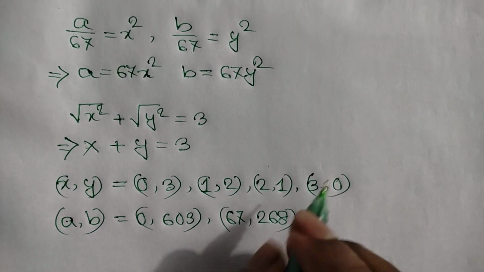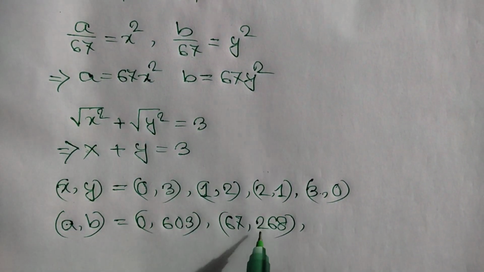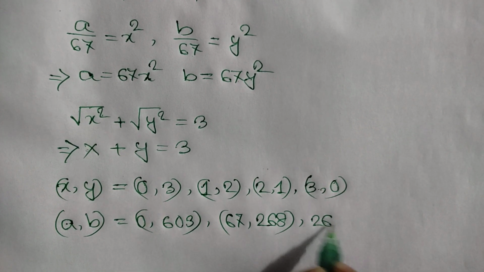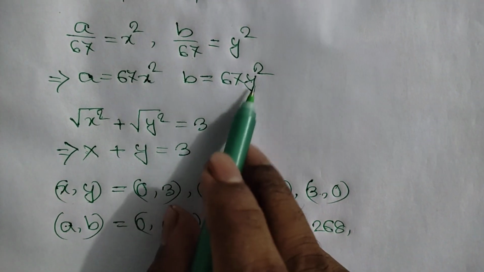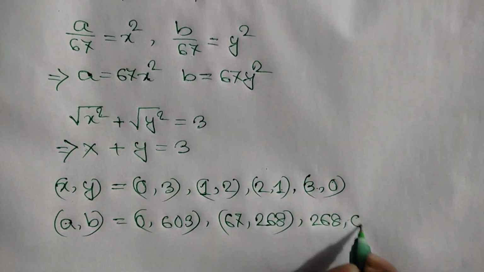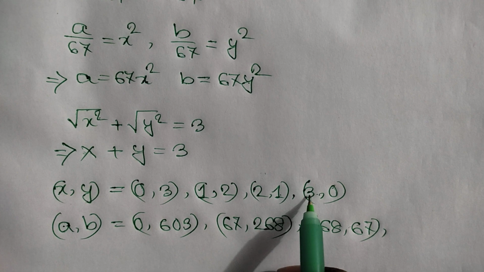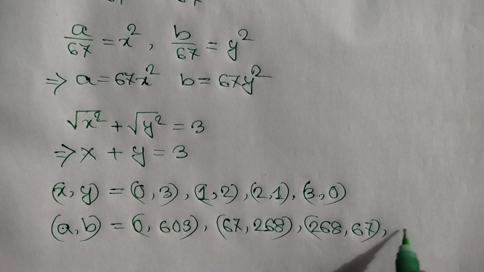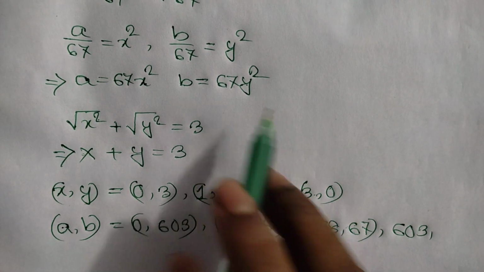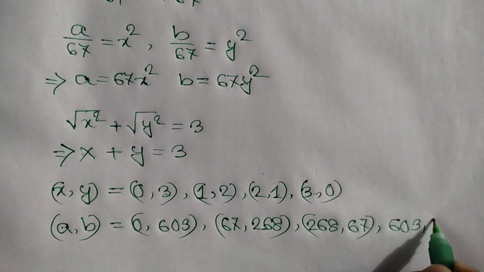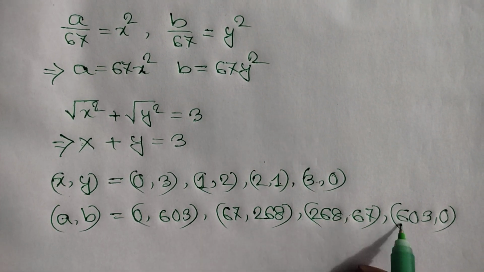When x is equal to 2, A will be 268, and when y is equal to 1, B will be 67. When x is equal to 3, A will be 603, and when y is equal to 0, B is equal to 0. So these are the values of A and B.